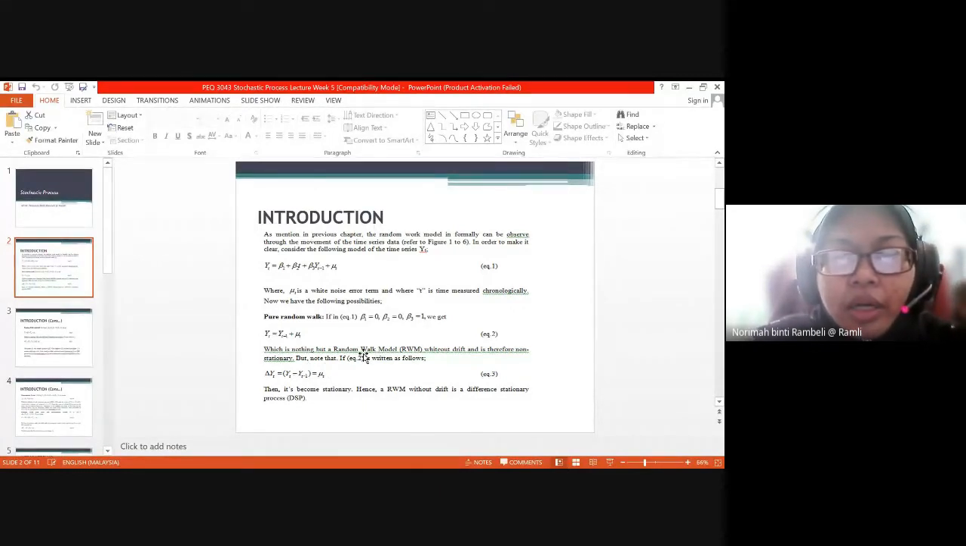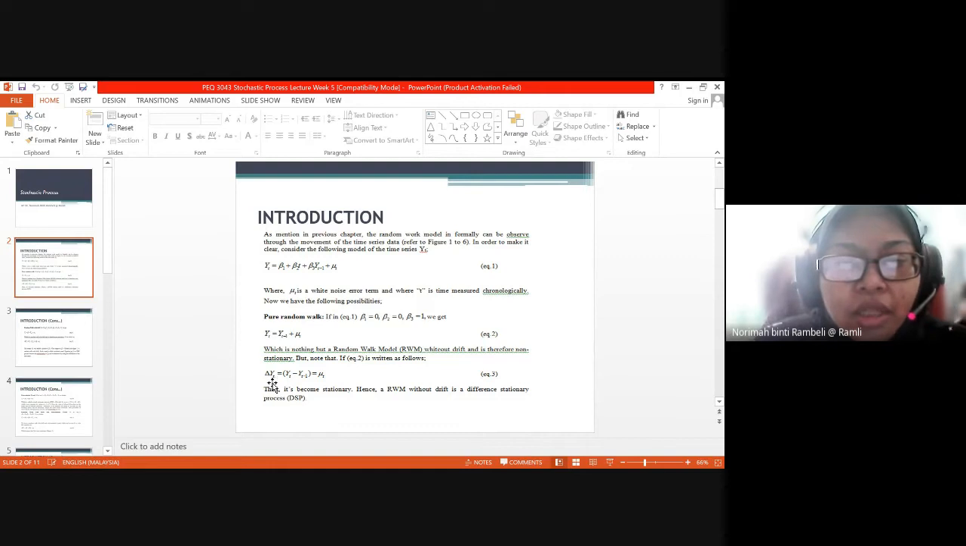Okay. A random walk can also be written with drift and without drift. So, as you can see in equation 3, what is this triangle? Triangle, right? The different sign. The different sign is the changes between 2 years. Please take note. The difference means changes.